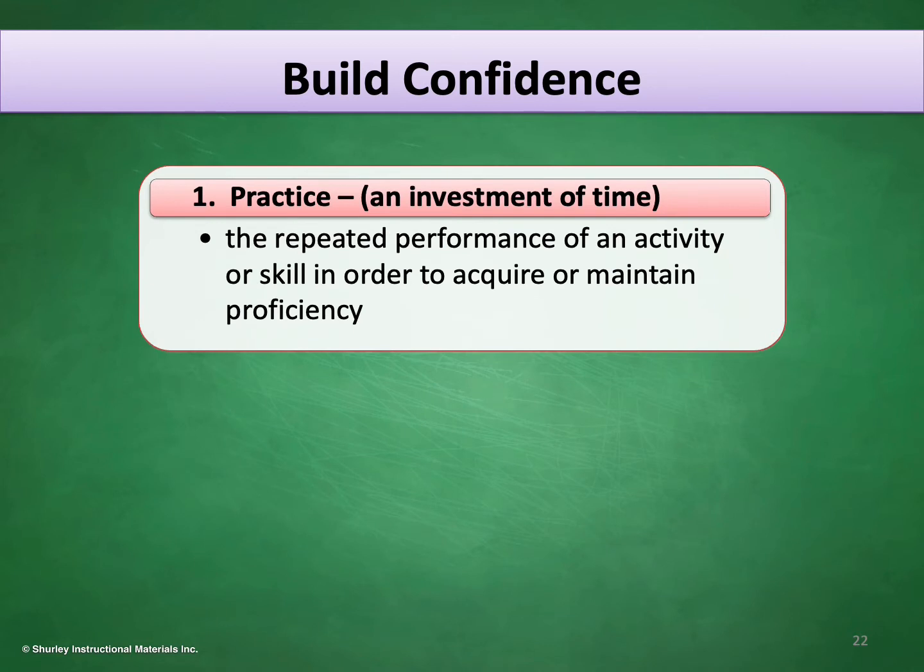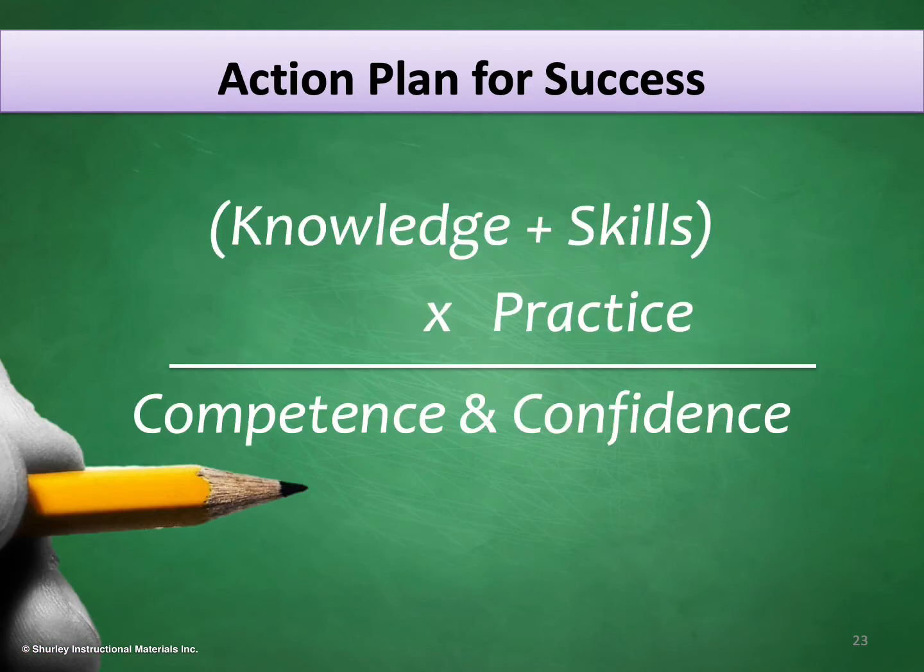The second part of the action plan is to build confidence, and there's only one requirement necessary: practice. Self-assurance in one's own abilities is the feeling of confidence, and to gain it, students must invest their time practicing the knowledge and skills they have learned. As the teacher, you must provide ample opportunities for them to do so. Teaching students to become competent, confident communicators means helping them build knowledge, skills, and practice in language arts.